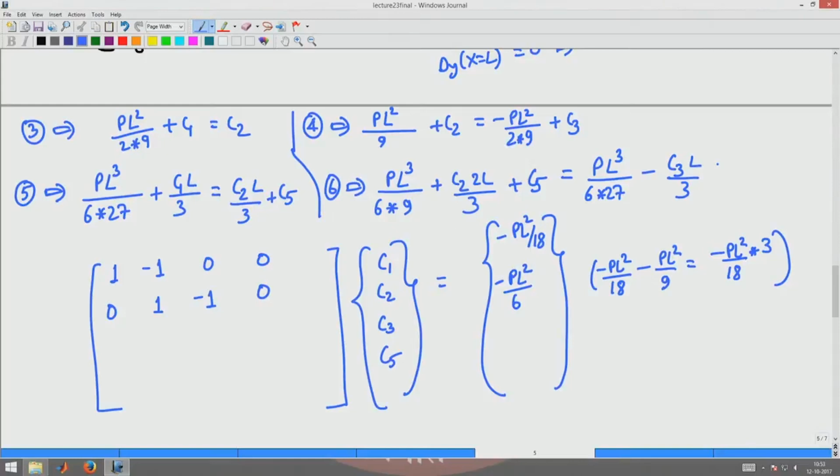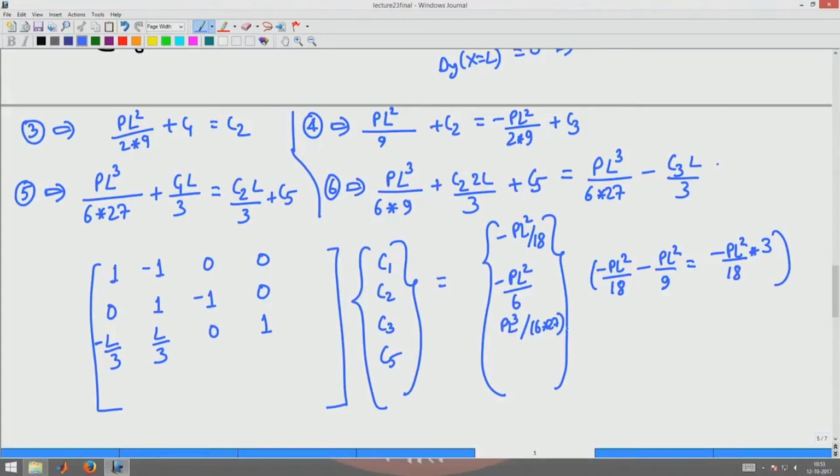Now, the fifth equation, as the C1 coefficient is L by 3, I will take it to the other side of the equation. So, that will be minus PL by 3, C2 coefficient is L by 3, there is no C3, C5 is 1, and this will be equal to PL cube by 6 into 27.